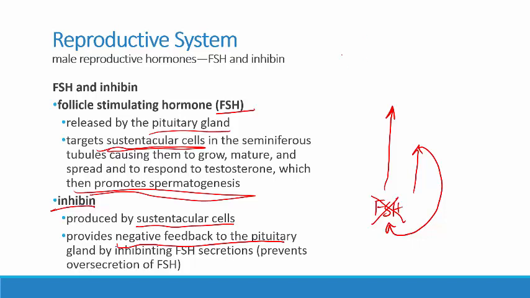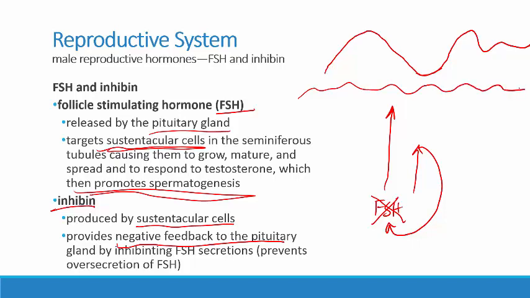So if FSH is increasing, inhibin causes it to come back down again, and when it gets low enough, there'll be less inhibin, so FSH increases again. What we'll see over time is just this oscillation, very minute oscillations, in the amount of FSH being produced by the pituitary gland. So inhibin targets the pituitary gland and slows down FSH production. All right, there's four hormones.